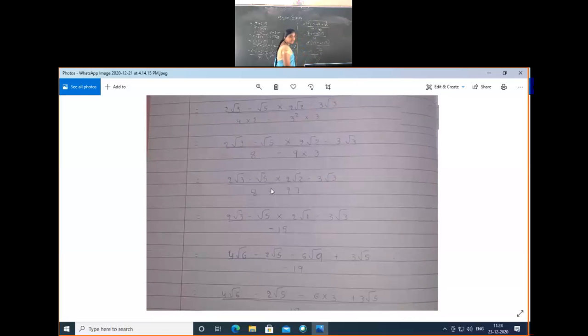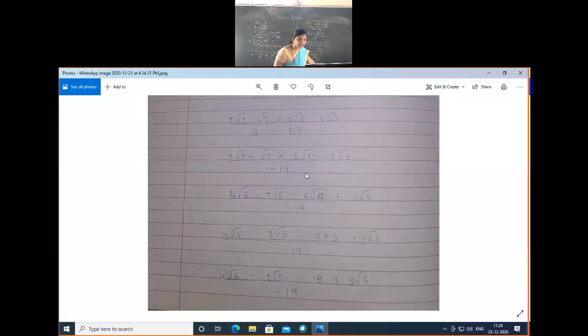Is it the final answer, students? Yes. Further we cannot simplify. So this is the final answer for this question, rationalize the denominator. How many of you got this answer? Raise your hands. Yes, Sushrita. Yes, very good.